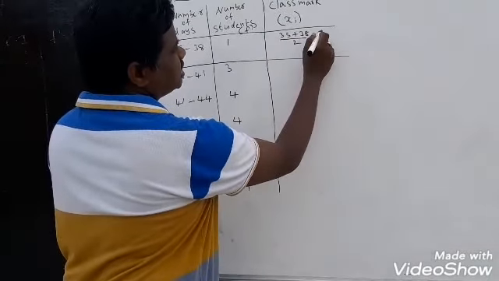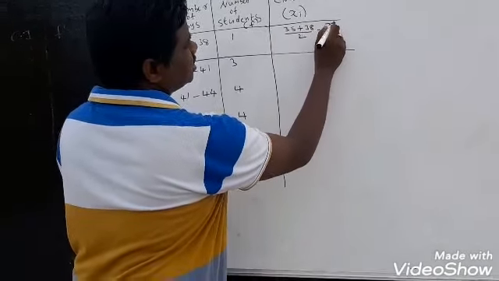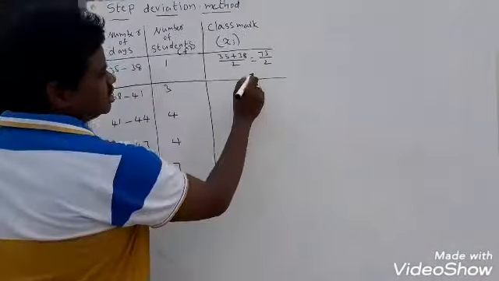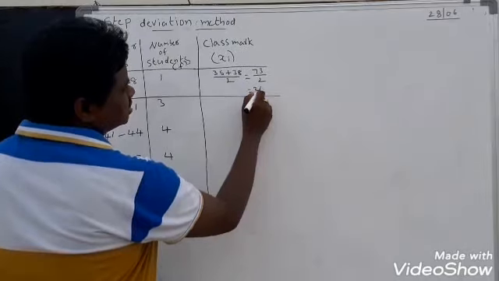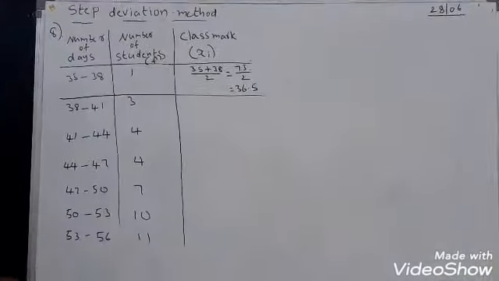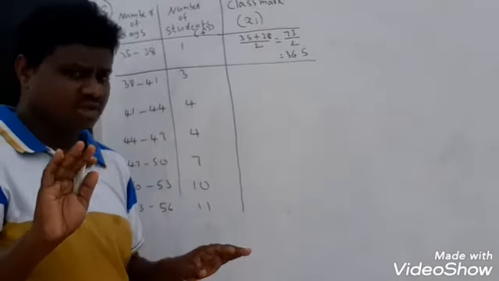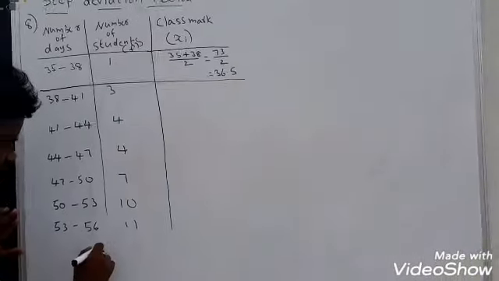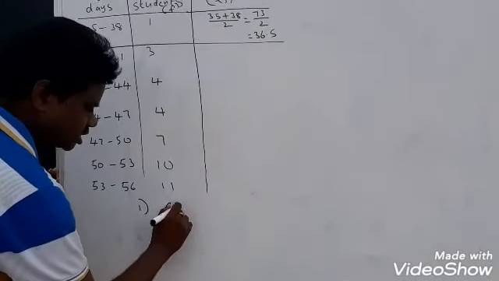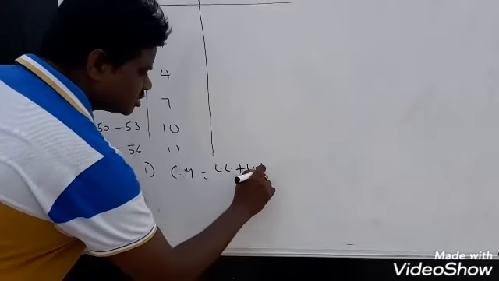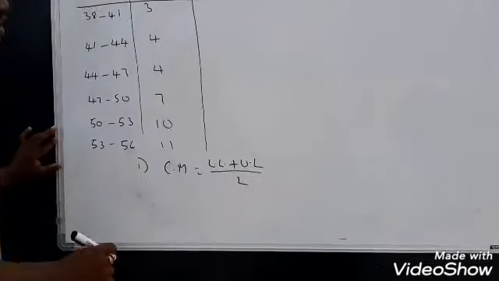73 by 2. If you do cancellation, 3 2s are 6, 6 2s are 12, you will get 36.5. Again I am telling: how do you get the class mark? I am writing the formula here. Class mark is equal to lower limit plus upper limit by 2. This is the class mark formula.